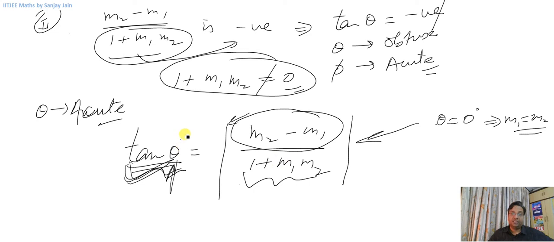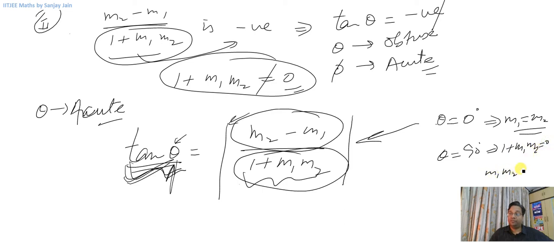If theta is 90 degrees, let us say, then tan of 90 is not defined. Why? Because the denominator becomes equal to 0. So if theta is 90, that means the denominator 1 plus m1 m2 is 0. So m1 m2 is equal to negative 1, which we have already discussed, that in case of two perpendicular lines, their slopes are negative reciprocals of each other, right?